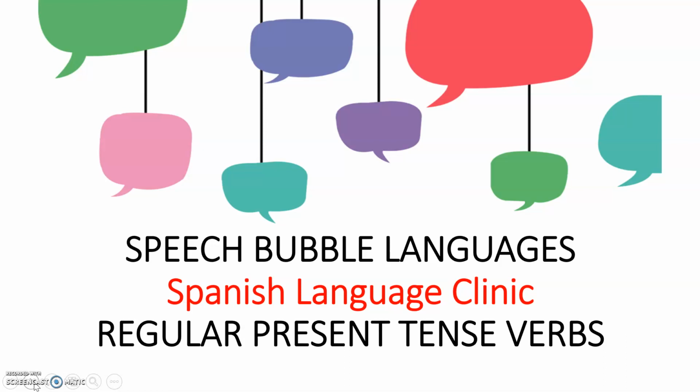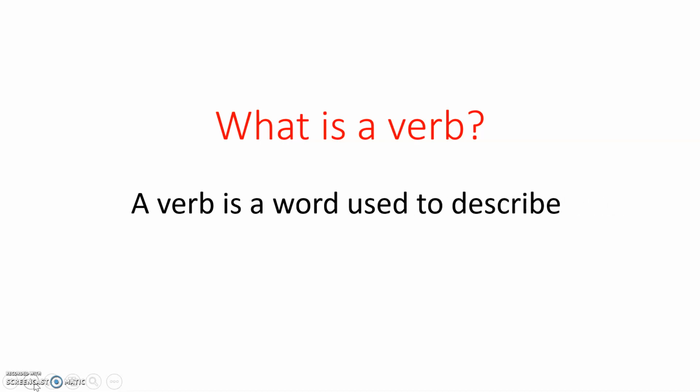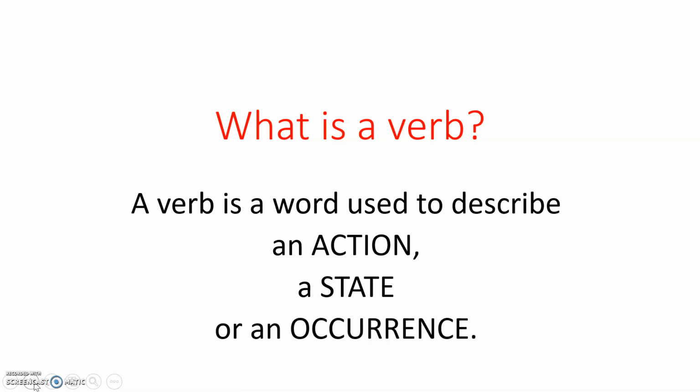Today's video is looking at regular present tense verbs in Spanish, primarily focusing on verbs of the AR group. So let's get started. First and foremost, let's check that you're happy you know what a verb is in English. Well, a verb is a word that's used to describe an action, a state, or an occurrence. Let's take a look at some of those in English to begin with.